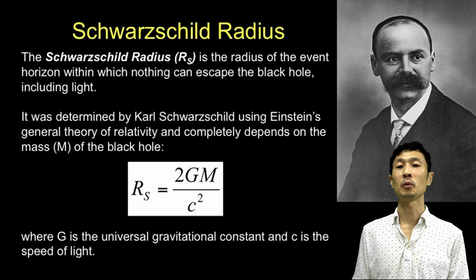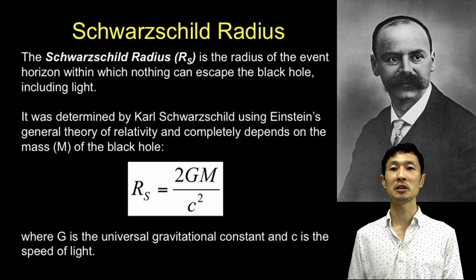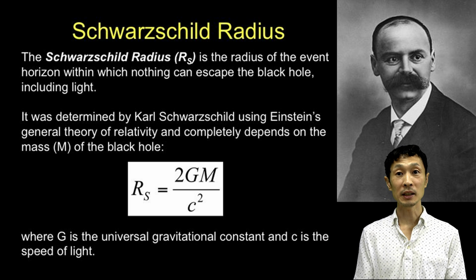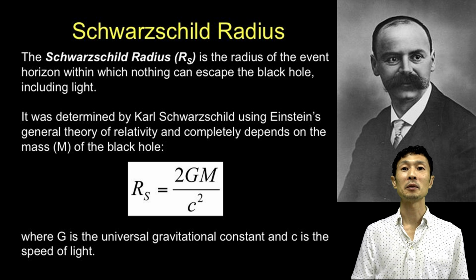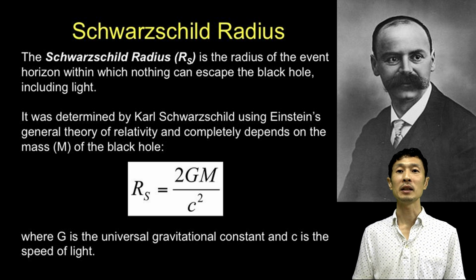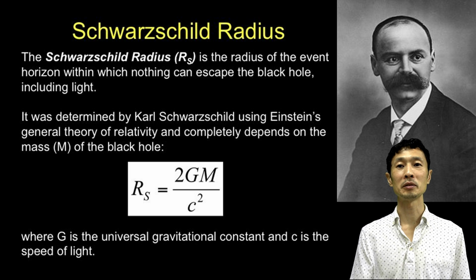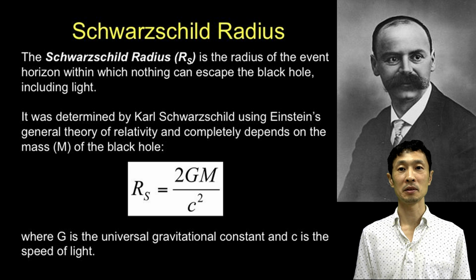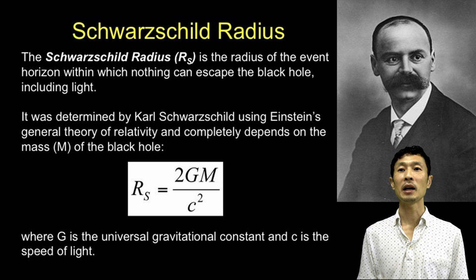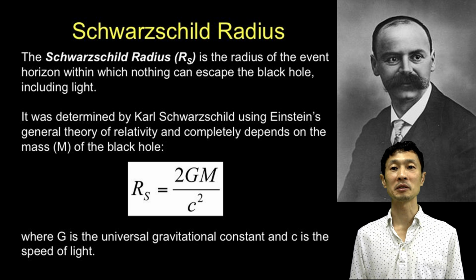Karl Schwarzschild was a genius. He was German, and when he found this Schwarzschild radius, he was fighting World War I in Russia. While fighting World War I in Russia, he solved Einstein's equation, and he found the first exact solution of the Einstein equation, which is the Schwarzschild solution. And the Schwarzschild radius is one of the parameters of the Schwarzschild solution.